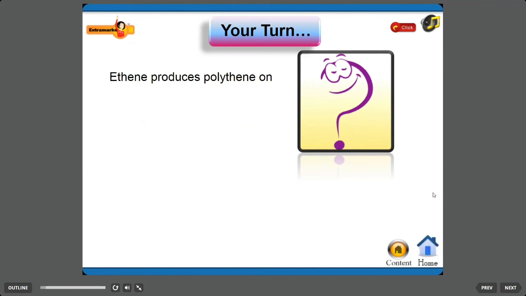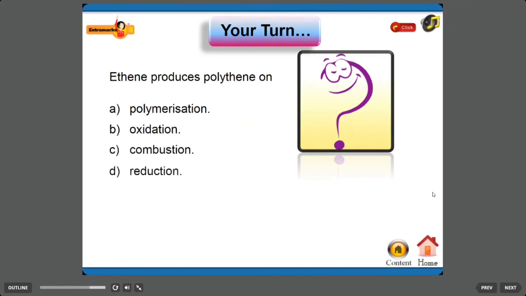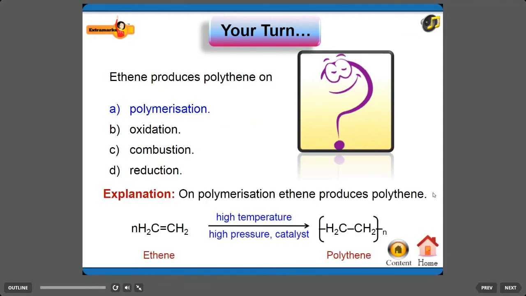Now it's time to have a learning check. Complete the following sentence. Ethene produces polythene on, and your options are option A, polymerization, option B, oxidation, option C, combustion, and option D, reduction. The correct answer is option A, polymerization. Here is the explanation. On polymerization, ethene produces polythene.